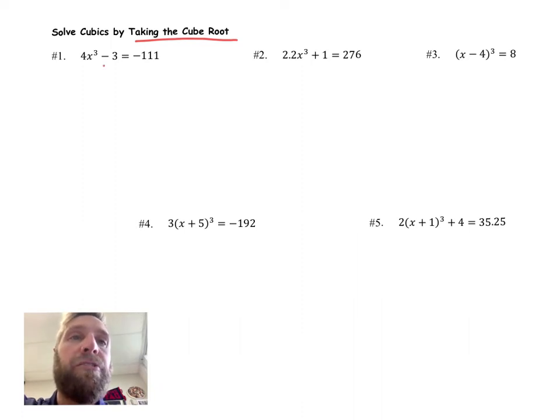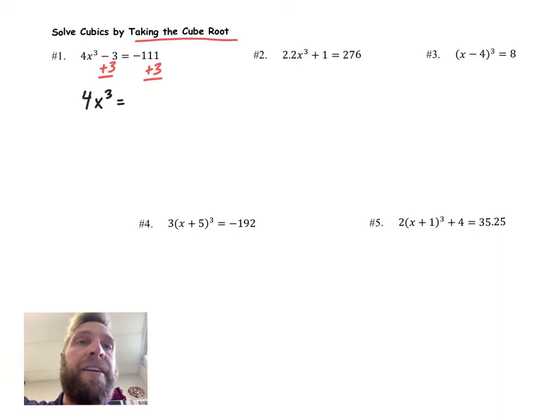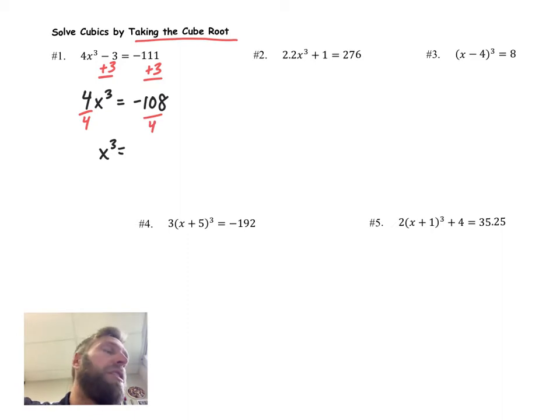So we'll go ahead and undo the first problem. I like to call it getting rid of the extra junk. We'll add 3 to both sides there, and then we have our 4x cubed equals, after we add 3, negative 108. Cool, our next step is to undo that times 4, so we'll divide by 4. That leaves us with x cubed equals, when we divide that by 4, negative 27.